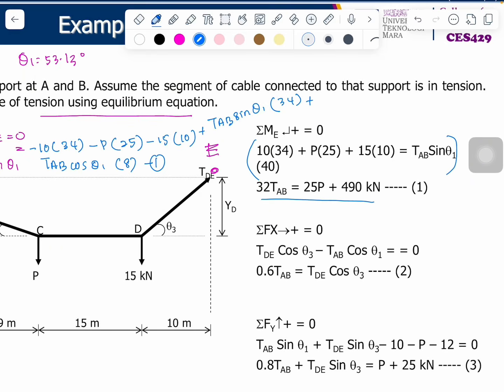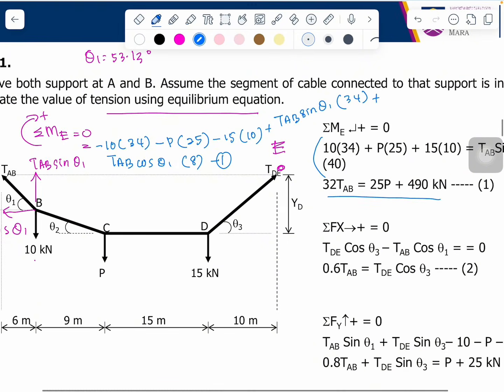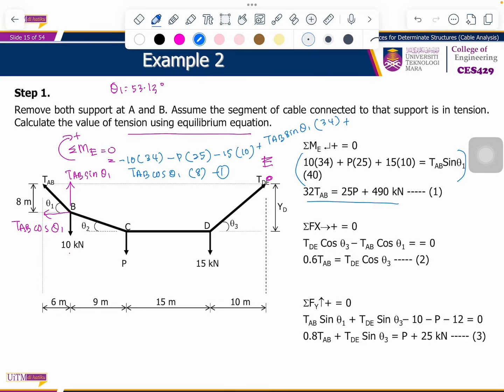So equal to 32 TAB. When you rearrange, you find that 32 TAB equals 25P plus 490 kilonewton. We assume this as equation 1. From this free body diagram, we can solve using the horizontal equilibrium equation.